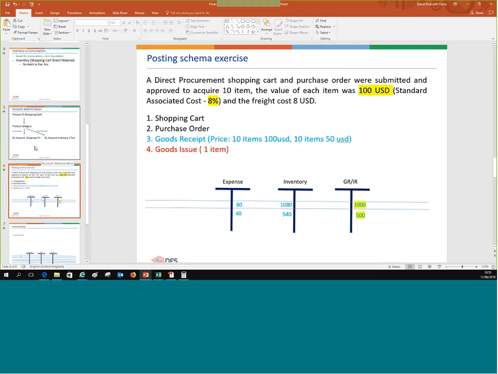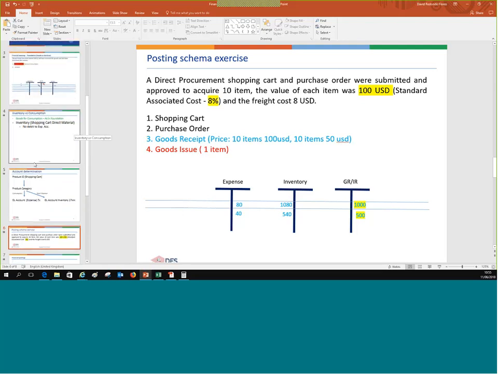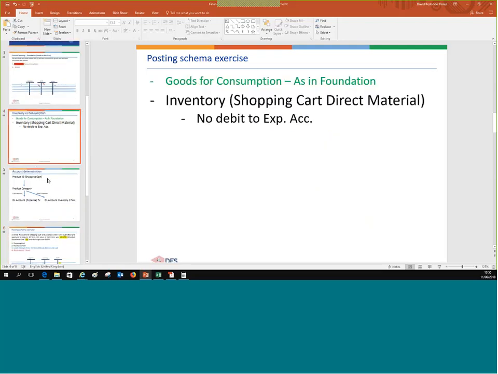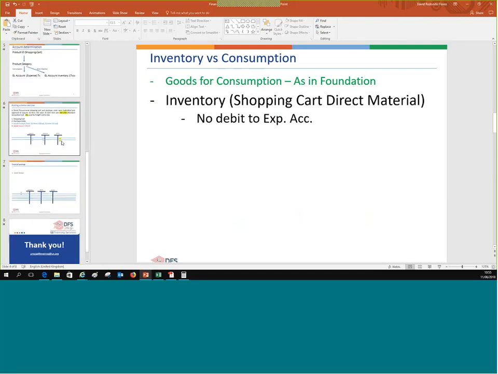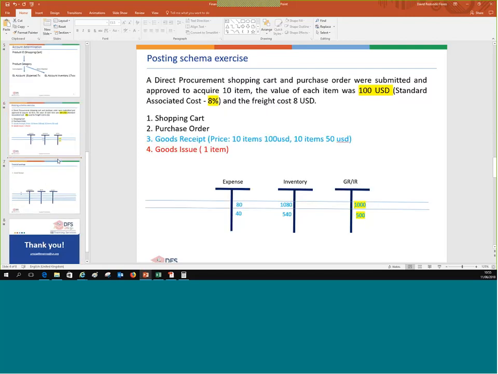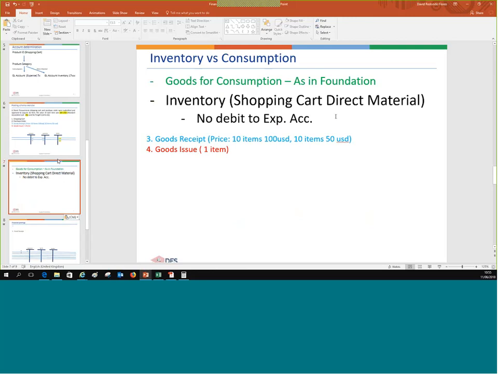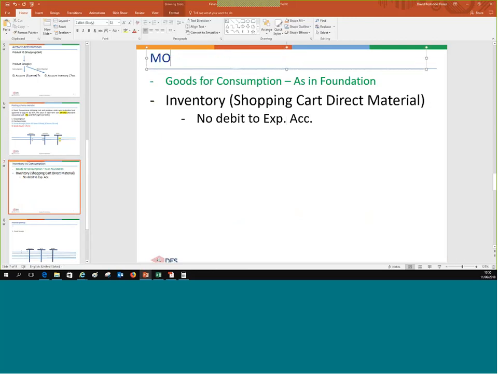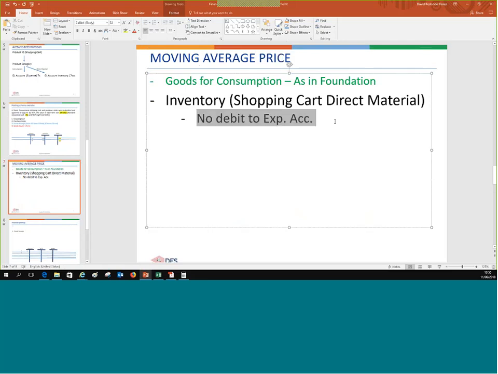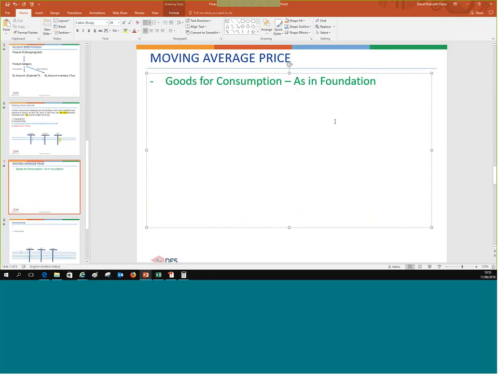So give me 1 second. We have another new concept called moving average price that was not there when we were training on the foundation process. So moving average price is the value of one item in inventory. It's called moving average price.